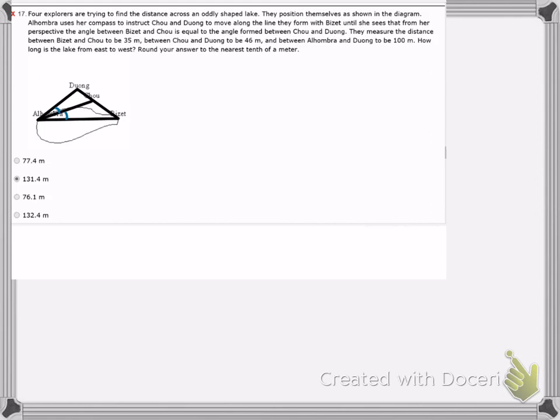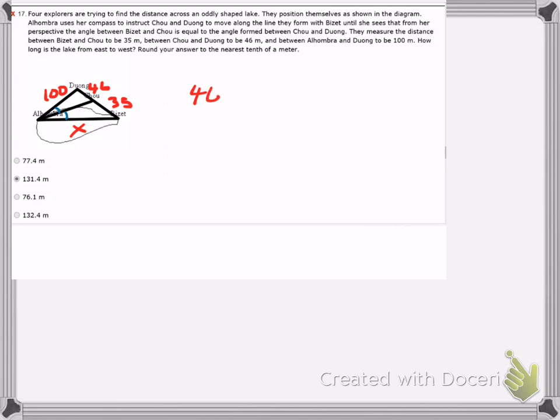It says they measure the distance between Bisset and Chow to be 35. So this is 35. And between Chow and Duong to be 46. So this little piece of the triangle is 46. And between Alhambra and Duong to be 100. I know I'm butchering these names. We're trying to figure out the distance across the lake.